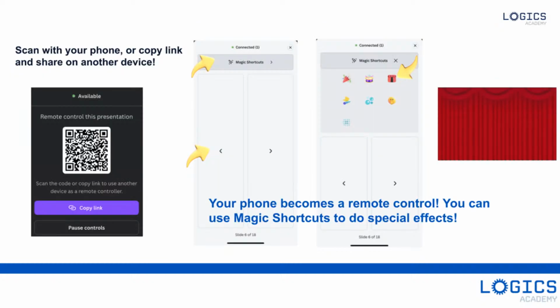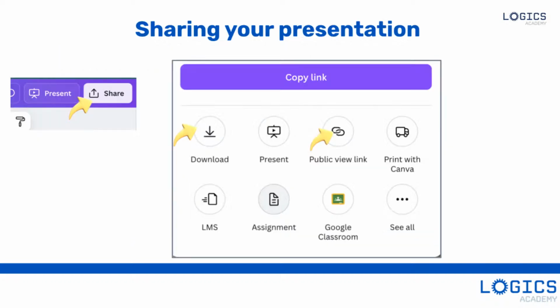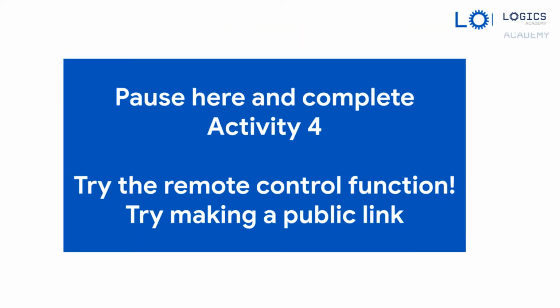So yeah, that's what it looks like on your phone. You see, your phone becomes a remote control like that. And we did the sharing. So I'll pause here and I'll ask you to complete activity 4. Try the remote control function and making a public link.